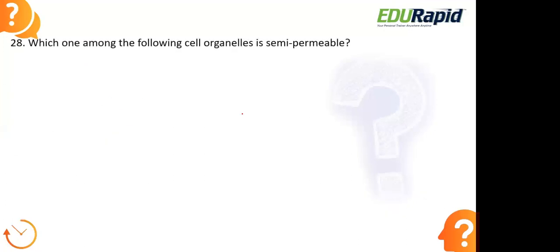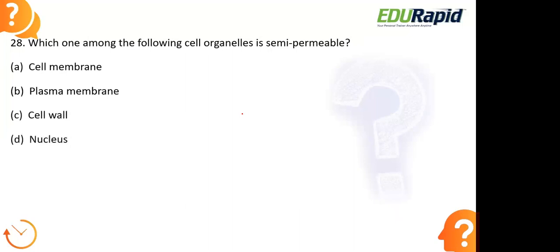Next question: which one among the following cell organelles is semi-permeable? Cell membrane, plasma membrane, cell wall, nucleus. Okay, let us look at the right answer here. The right answer is option D, nucleus.